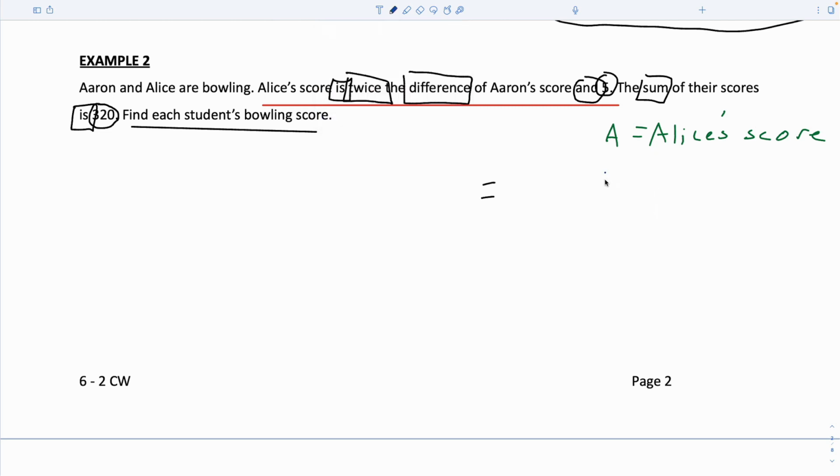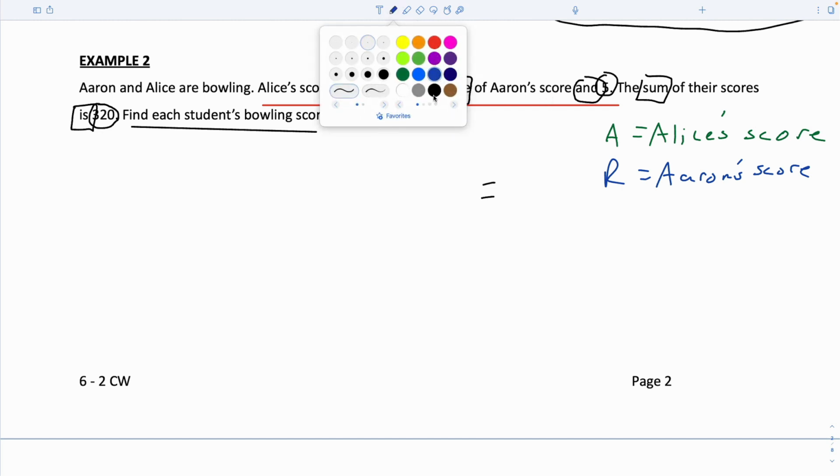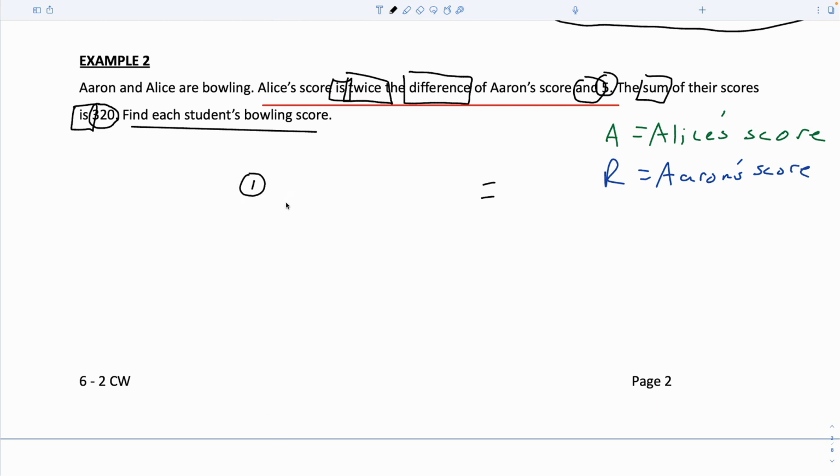So we're going to set up 2 things that we don't know. If Alice's score is twice the difference of Aaron's score in 5, give me an equation that I can use for my first equation. Alice's score is twice the difference of Aaron's score and 5. I start with my equal sign.